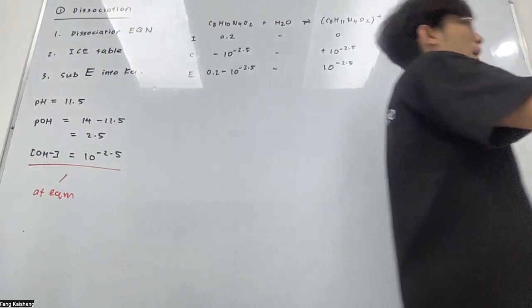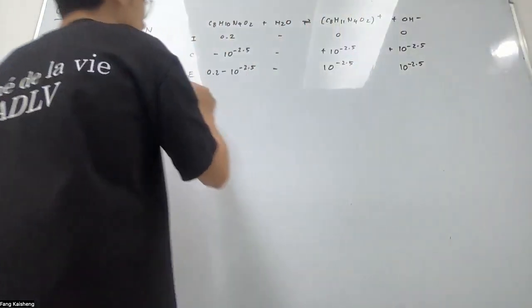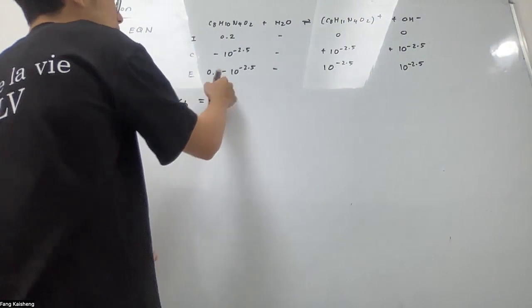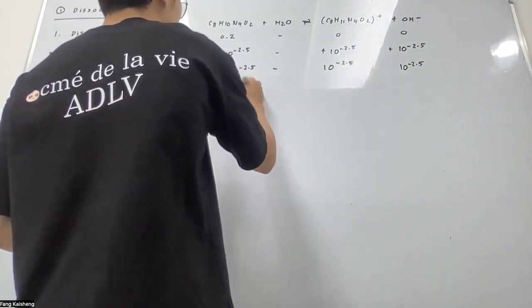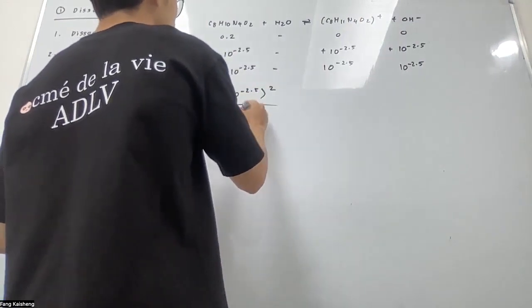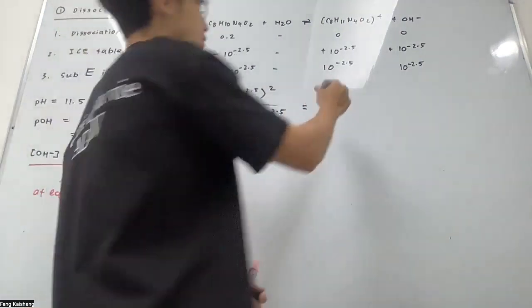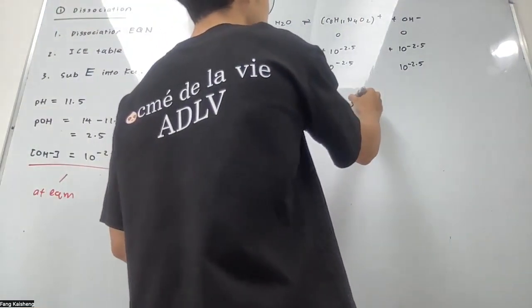I know you can still get the final answer, yes. But I feel that this is a lot more important because there's another issue that might arise. Can you all get this one? Now, they want us to calculate KB. So let's calculate KB here. All you need to do is to substitute the equilibrium values into my KB expression. So this is 2.5 squared over 0.2 minus 10 to the power of negative 2.5. You should get the final answer written at the top right.